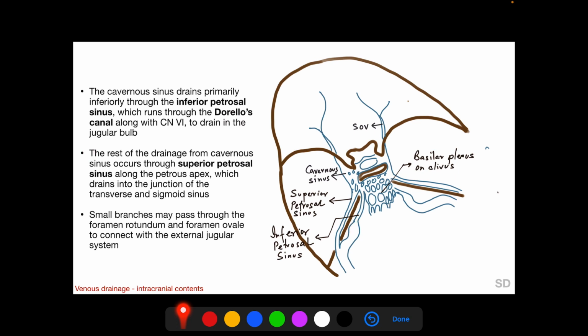The rest of the drainage from the cavernous sinus occurs through the superior petrosal sinus along the petrous apex, which drains into the junction of the transverse and the sigmoid sinus. Small branches may pass through the foramen rotundum and foramen ovale to connect with the external jugular system.